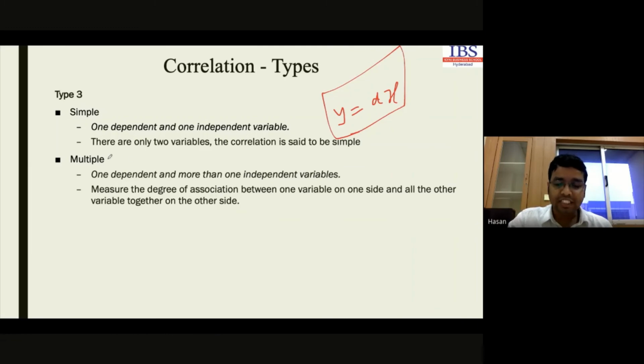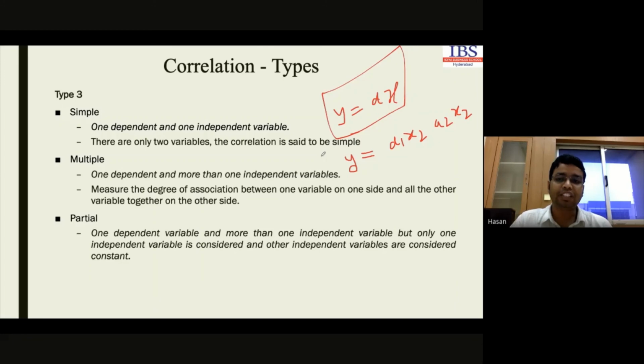And then the next one is multiple. Multiple means in this case we have one dependent variable, and this particular dependent variable will be affected by multiple independent variables. That means a1 x1, again a2 x2, like this. So this type of relation is known as multiple correlation.